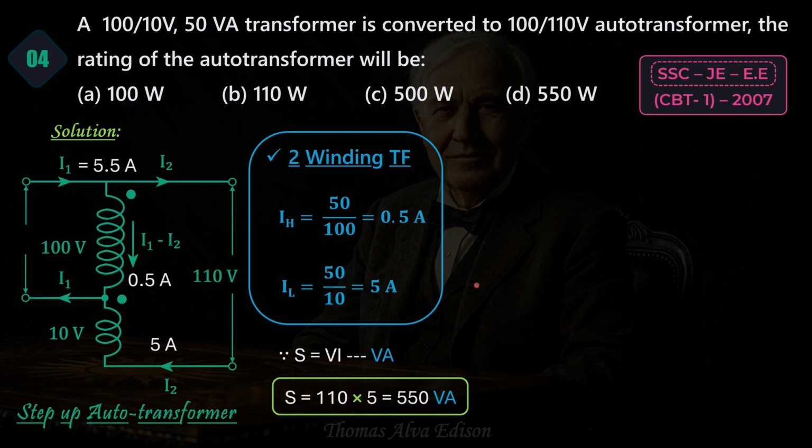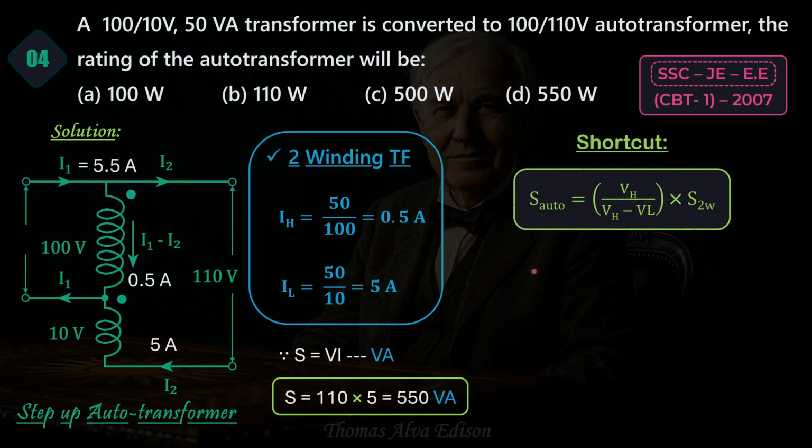Rather than doing such heavy calculation, kVA rating can also be calculated in a shortcut way. The kVA rating of an auto transformer is equal to high voltage divided by high voltage minus low voltage, multiplied by the kVA rating of the 2-winding transformer. Here, high voltage divided by high voltage minus low voltage gives 11, and the kVA rating of the 2-winding transformer is, we know, 50. This product is equal to 550 volt ampere, which is the same as before.